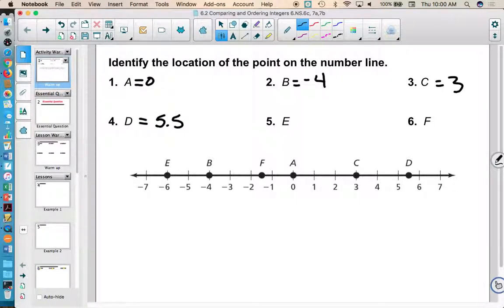What about E? Where do we find E? Jaslyn? -6. And finally, F is located where? Kaylin? Or Kaylee? -1.5. -1.5. Good job.